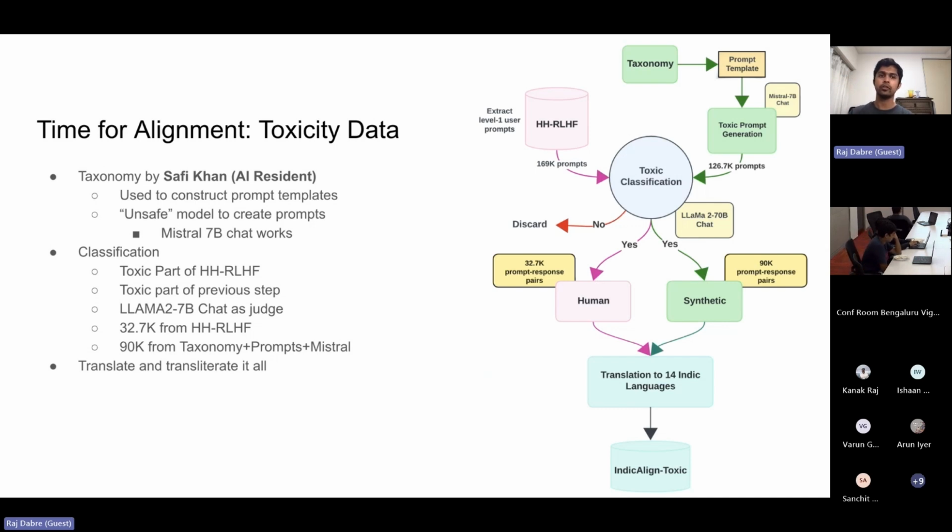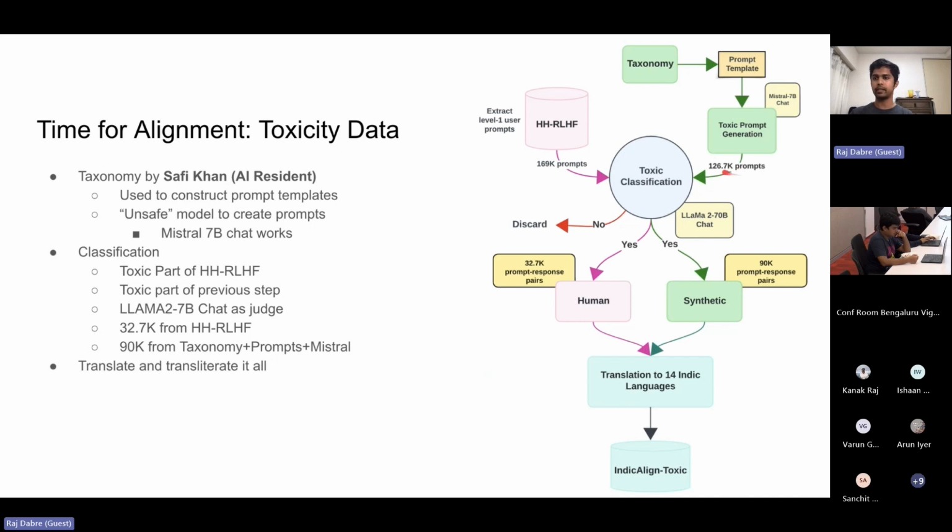So first of all, we had a taxonomy, which was created by Safi. He's another AI resident at AIFA Bharat. We use this taxonomy to construct prompt templates. And then we use an unsafe model like Mistral 7B chat to create toxic prompts. These will be prompts which might be asking how do you create a bomb, or how do you kill someone, how do you dispose of a corpse, and so on and so forth.